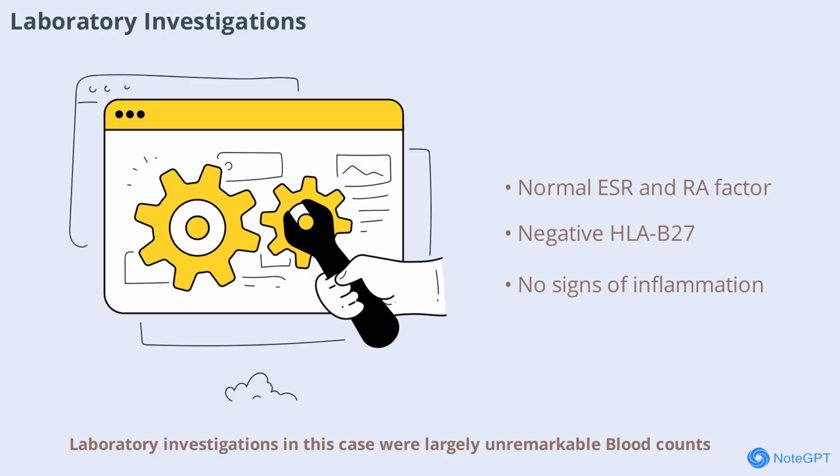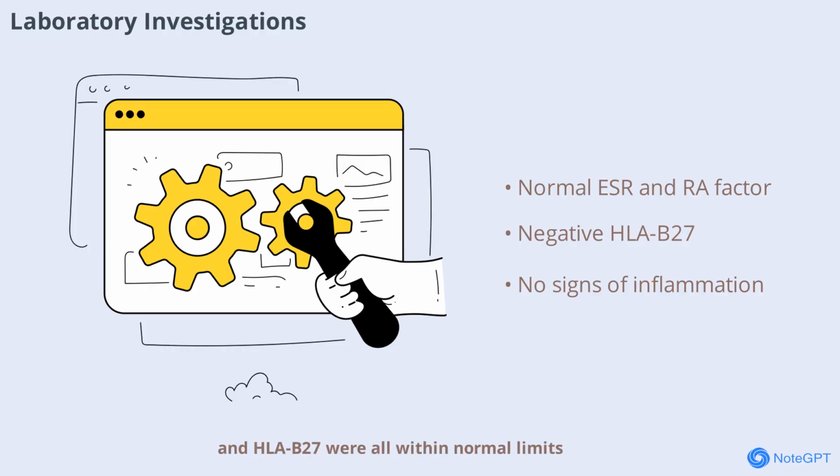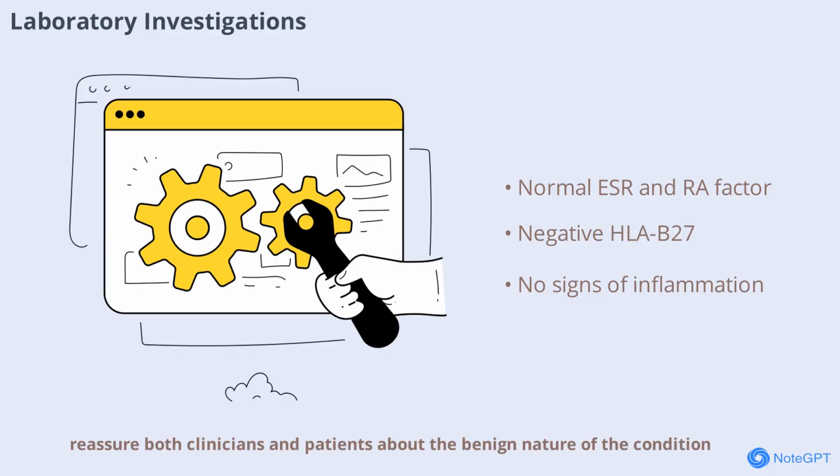Laboratory investigations in this case were largely unremarkable. Blood counts, erythrocyte sedimentation rate, ESR, rheumatoid factor, and HLA-B27 were all within normal limits. The absence of elevated inflammatory markers and negative autoimmune tests further supported the diagnosis of OCI, as opposed to inflammatory arthritis or ankylosing spondylitis. These normal lab results are typical in OCI and help to reassure both clinicians and patients about the benign nature of the condition.